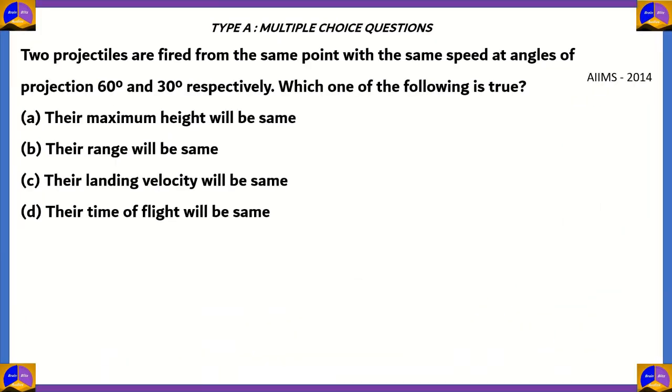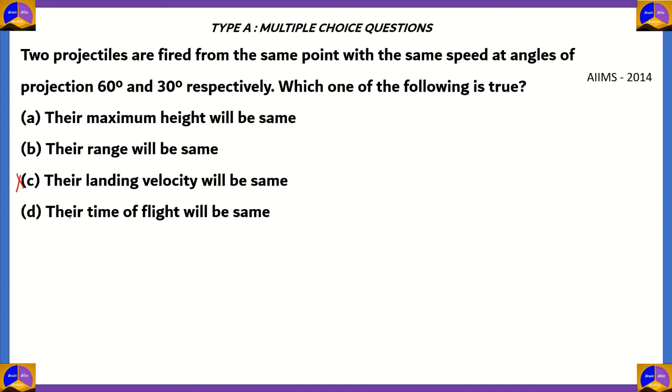Now, let's look at this question. 2 projectiles are fired from the same point with the same speed at angles of projection 60 degrees and 30 degrees respectively. Which one of the following is true? Their maximum height will be the same, their range will be the same, their landing velocity will be the same, their time of flight will be the same. Let's look at each of our options. Option C, their landing velocity will be the same, is an incorrect option because there are very many factors that influence this landing velocity, so it cannot be the same most of the time.